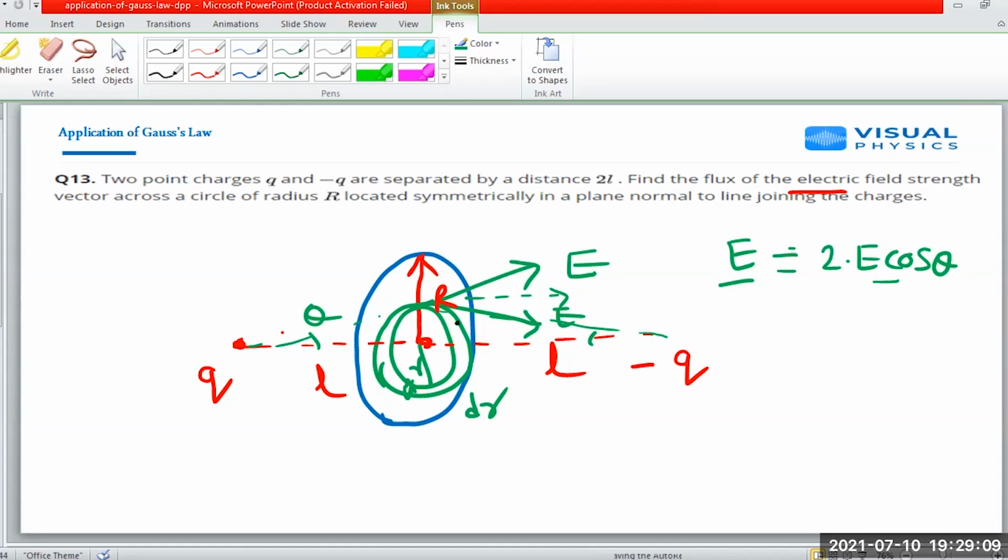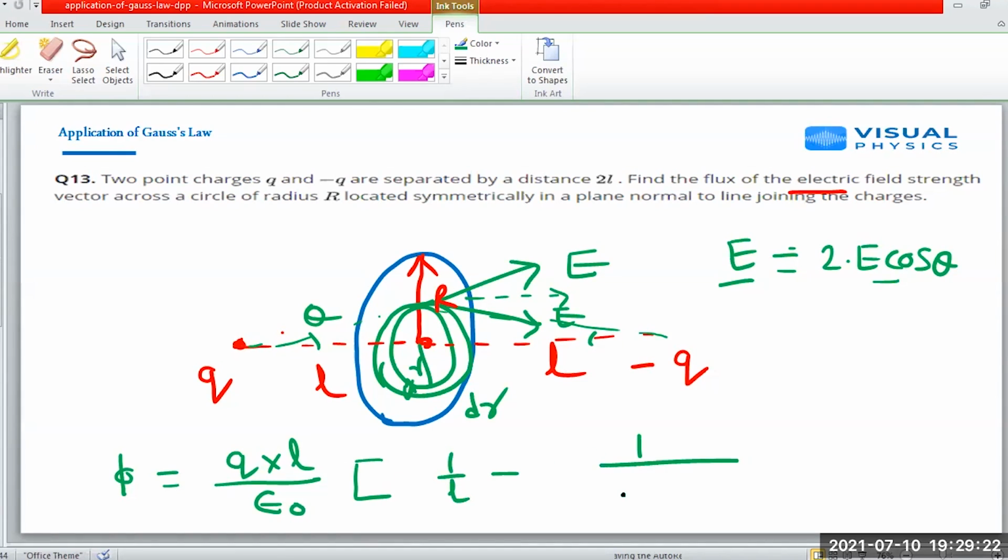You can easily calculate. The answer will be phi is equal to Q into L, a little bit of brainstorming you have to do, 1 upon under root of R square plus L square. How did I get K? You have to find that. Okay. Next question.